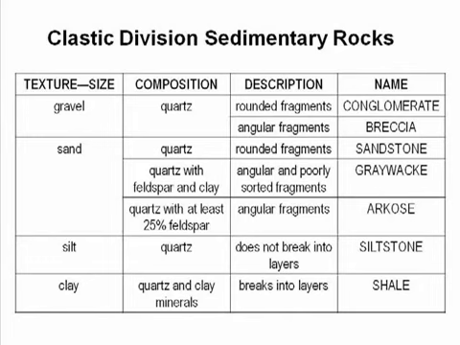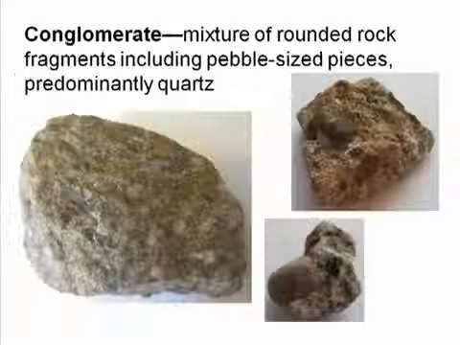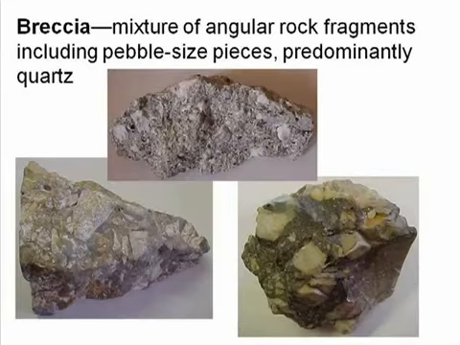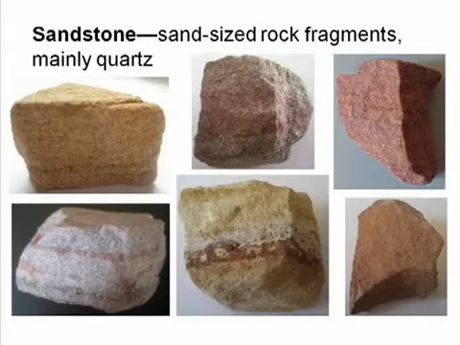Let us examine some samples of each of these. Conglomerate is a mixture of rounded rock fragments, including pebble-sized pieces. Quartz is the most common component of these pieces and the cementing agent. Breccia is a mixture of angular rock fragments, including pebble-sized pieces. Again, the main component is the mineral quartz.